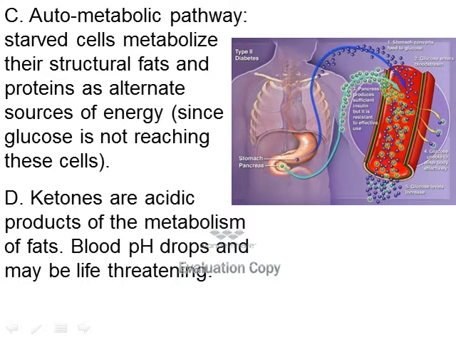The result of this is ketones. These are acidic metabolic byproducts when cells start to digest themselves. And this causes the pH to drop, which means become acidic, and we have a life-threatening situation.